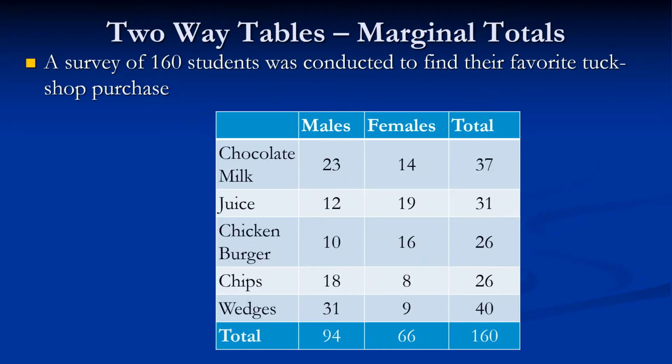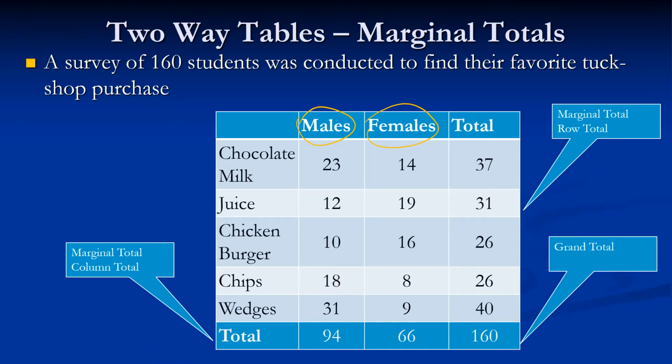So we've got a two-way table here, and it's storing a bunch of information. We've grouped our data according to male and female categories, and we've looked at the different types of favourite tuck shop purchase for both males and females. What I have done though is put in some marginal totals. So a margin, remember, is something on the side of your page. So you'll be able to remember then that a margin here, in this case, is going to be a column total down here in this margin. And then we've got row totals in this margin. And then we've got a grand total there.